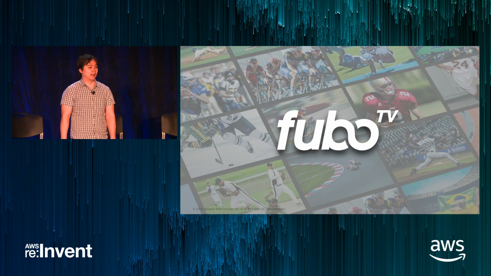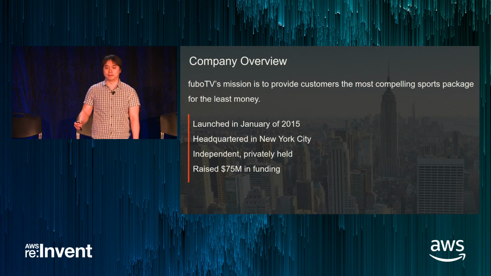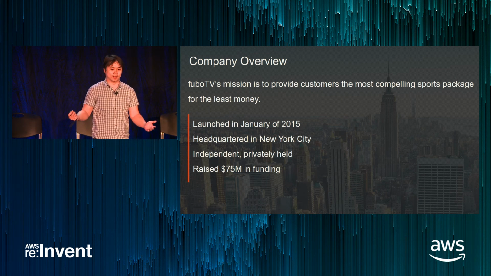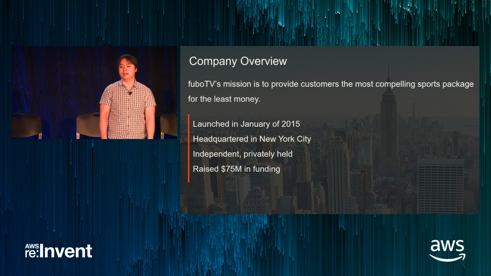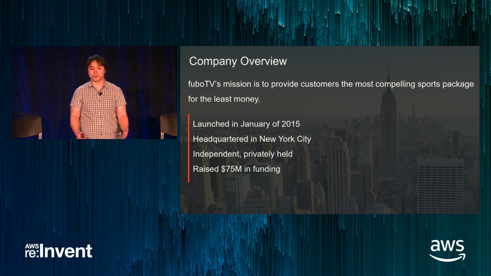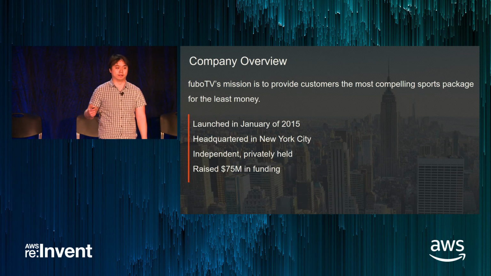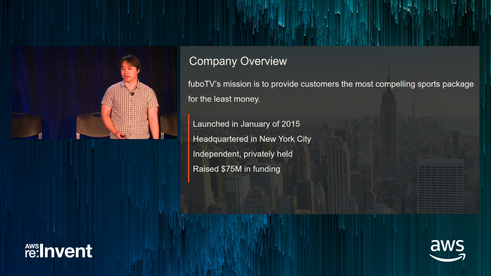Before we get into that, those of you who don't know who Fubo TV is, Fubo TV was founded in 2014, but we launched it in January of 2015. Headquartered in New York, we're a small startup that's tackling a very large industry. We're independent. We raised $75 million in funding, and our goal is to bring most sports for least amount of money. And we're helping the cord cutters get all their sports content, whether it's regional sports, national sports, and all the major leagues of NFL, MLB, and what have you, so that you can still continue watching your sports without having to have a television.